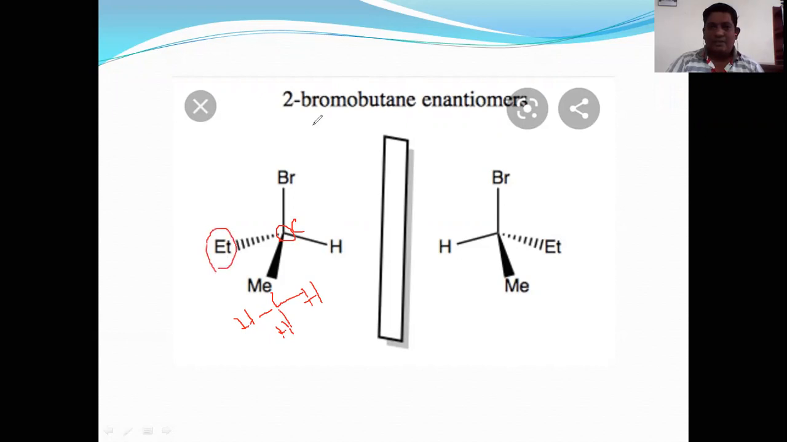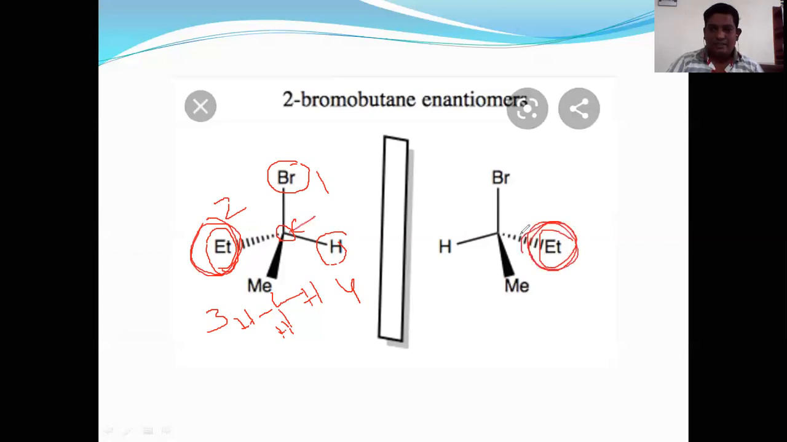Now, I'm taking the 2-bromobutane like this, then the first functional group is 1, 2, 3, and 4. Ethyl on the left hand side. Mirror image: ethyl on the right hand side, which contains an asymmetric center. And here it also contains asymmetric centers.